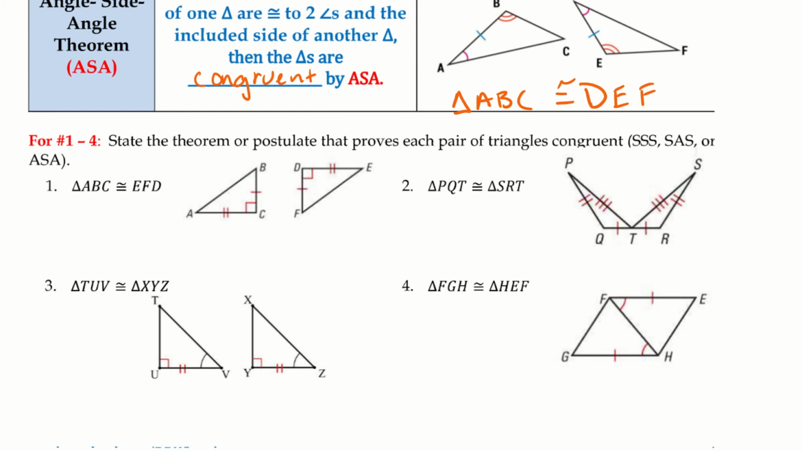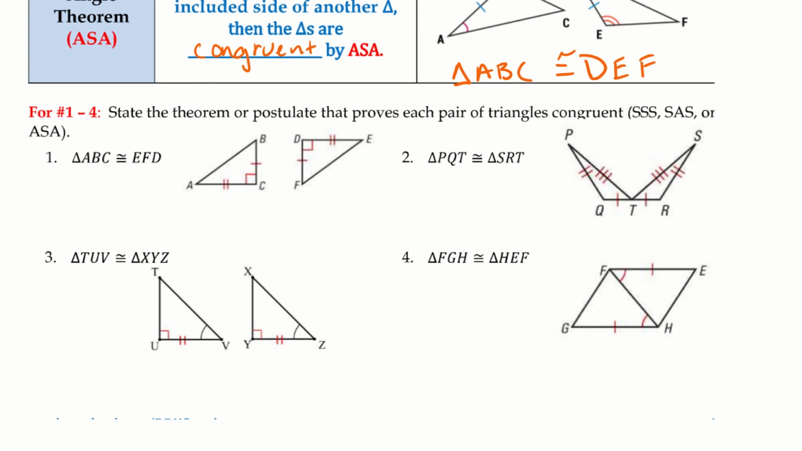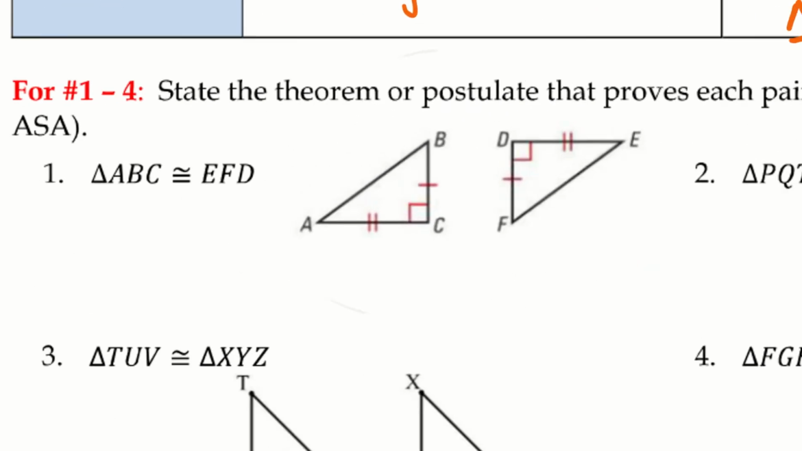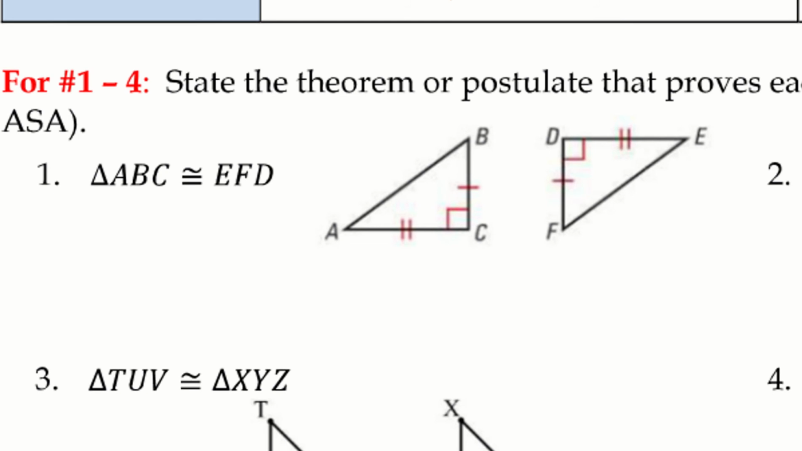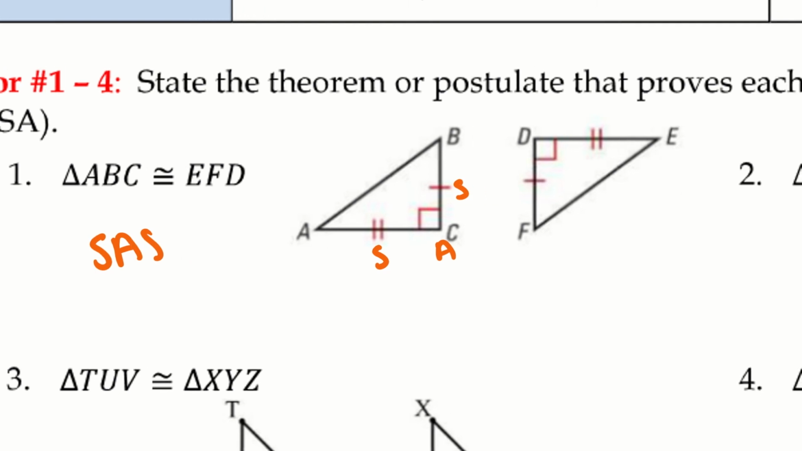Alright, so we want to state the theorem or postulate that proves each pair of triangles congruent. So side side side, side angle side, or angle side angle. Something that I find kind of helps is if you label what you have, right? So we have a side, an angle, and a side. So that would make sense that it would be side angle side. If you were to say, oh, well, I have all sides, and then you try to include an angle in there, that wouldn't make any sense.